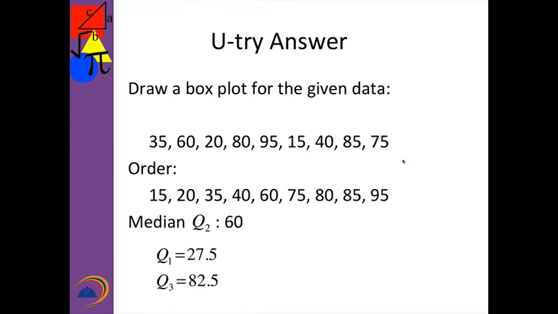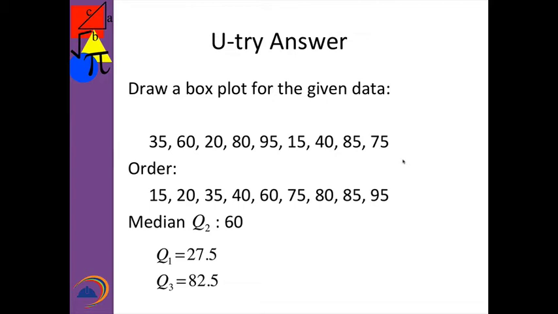So here's my answer. Draw a box plot for the first one. First step was to put them in order. All right, that wasn't too difficult. And how many numbers were there? There were 1, 2, 3, 4, 5, 6, 7, 8, 9. Excellent, 9 numbers. So we needed 4 below and 4 above. So 60 was our median.